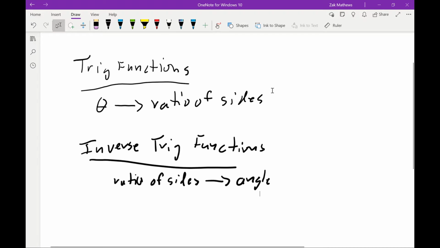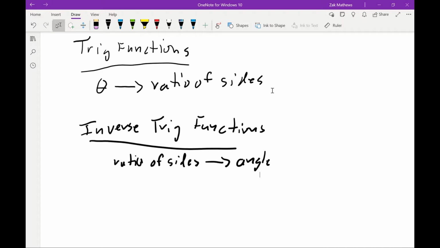Oftentimes I see students' lack of understanding of those basic ideas will set you off track for the entire class. If you don't understand that basic idea of what a trig function does and what an inverse trig function does, it makes everything else related to them very, very challenging. So make sure you get those basic ideas.